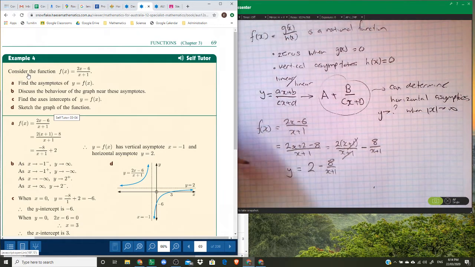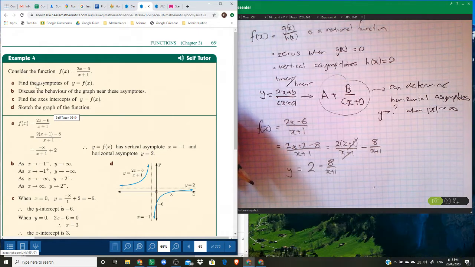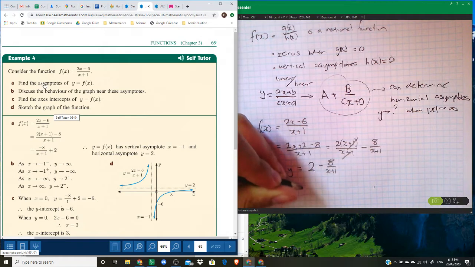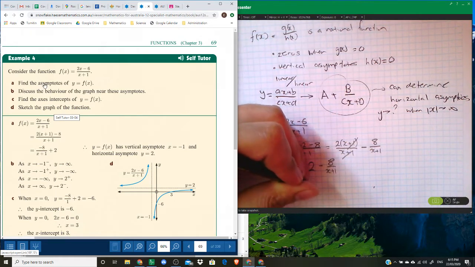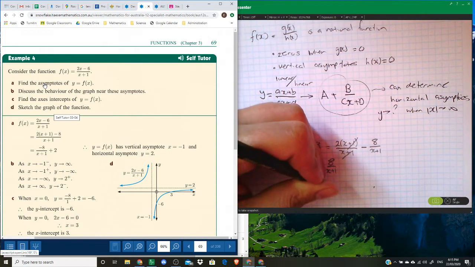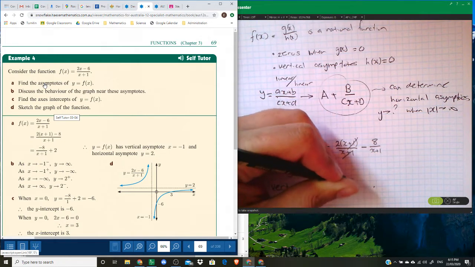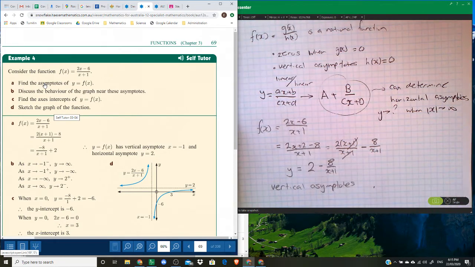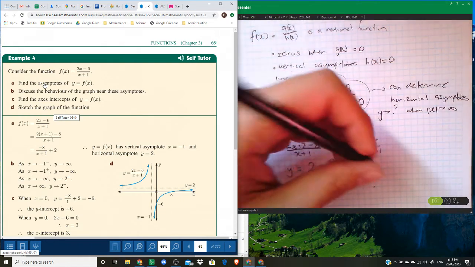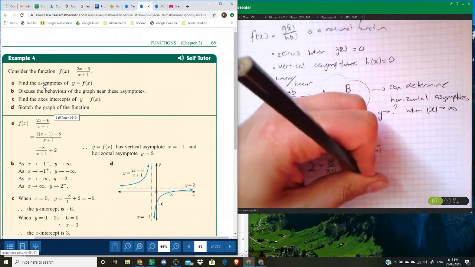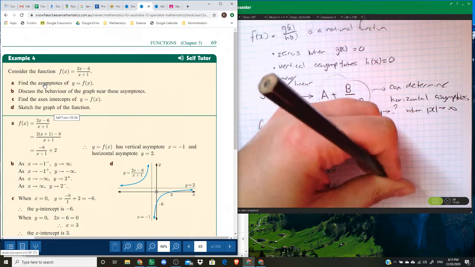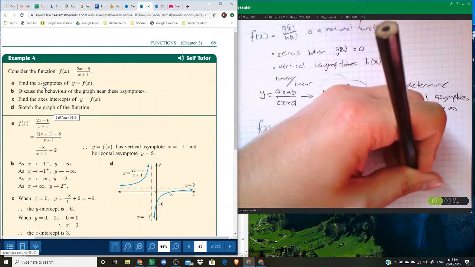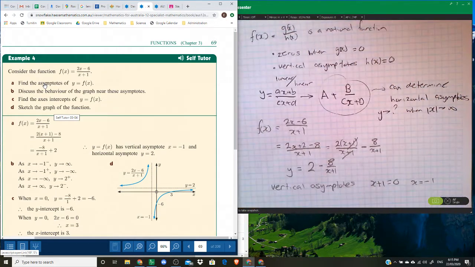All right, so we need to talk about asymptotes. All right, so vertical asymptotes will occur where x plus 1 equals 0, the denominator, and so thereby x equals minus 1 is a vertical asymptote.